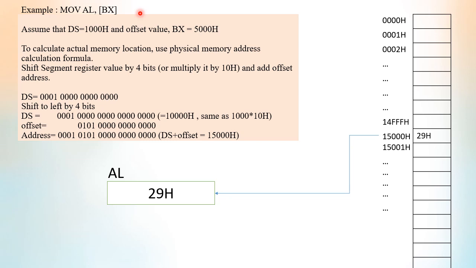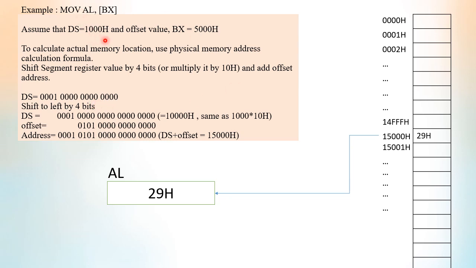Let us consider an example, MOV AL, [BX]. How is the physical memory address calculation done? Assume that the value of DS is equal to 1000H and the offset value BX is equal to 5000H. Now we are going to calculate the physical memory address. First we have to shift the value in the DS register to the left by 4 bits. So this is the value in the DS register. We can see DS equal to 1000H.